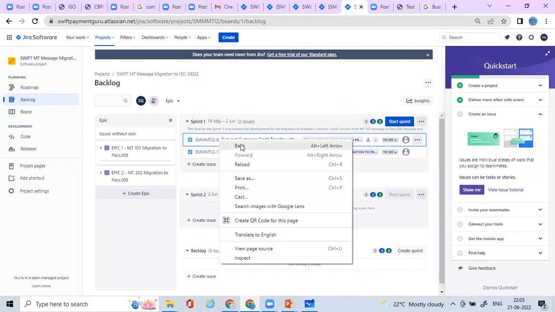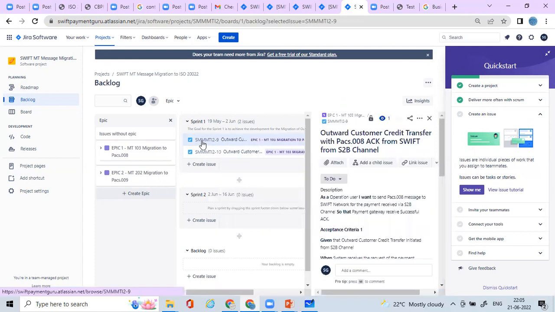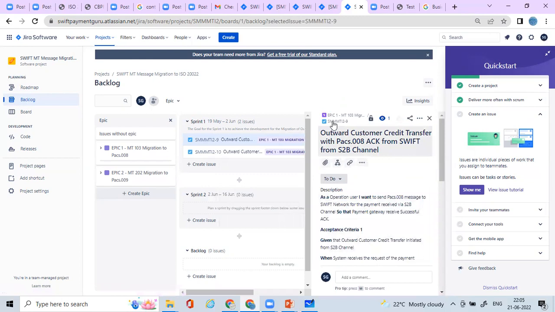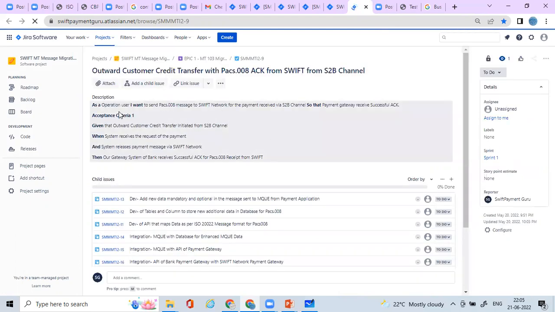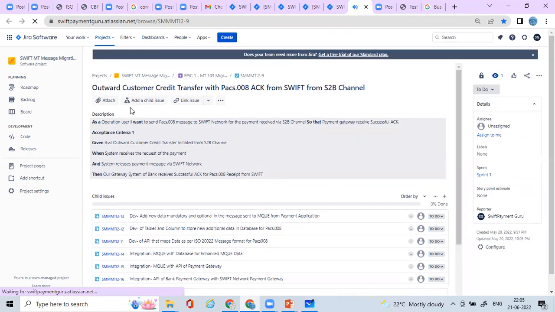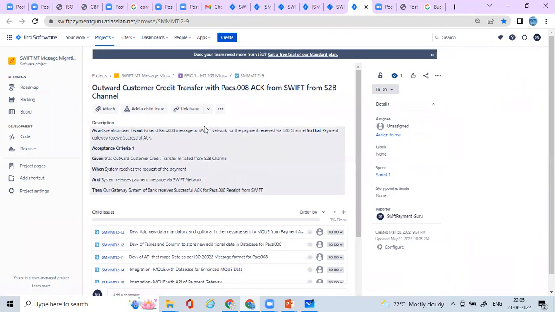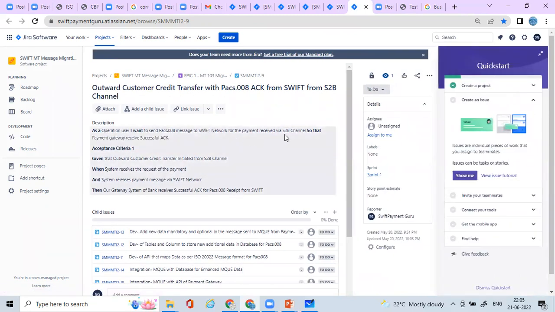If I open the first one, let's open this one. And this user story tells you about one of the channels. So in this, as an operation user or as a system, I want to send pacs.008 message to the Swift network for the payment received from the S2B channel so that the payment gateway receives a successful acknowledgement. For that also, you would receive the acceptance criteria.